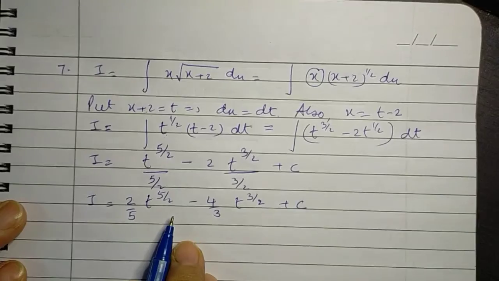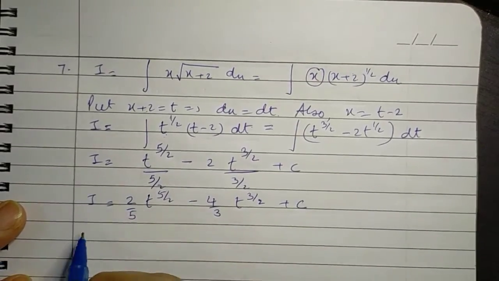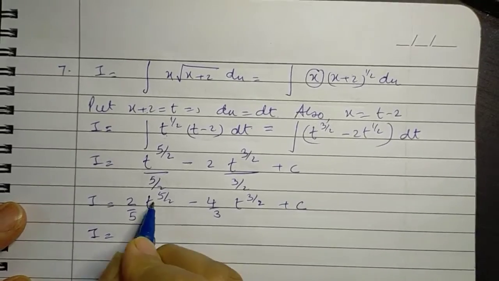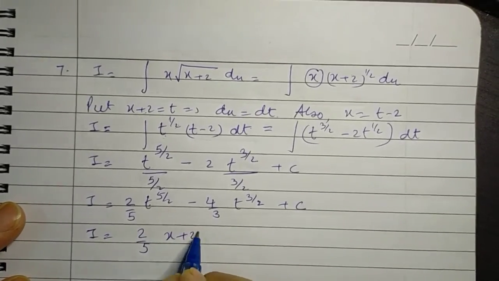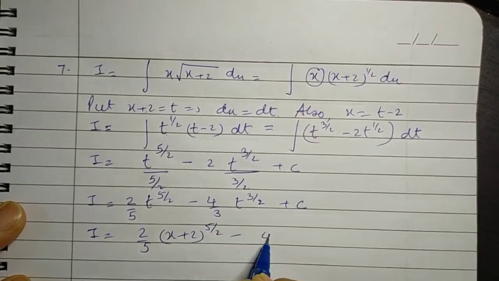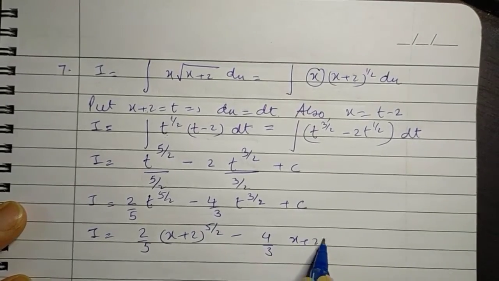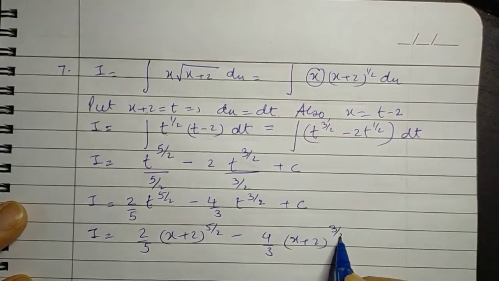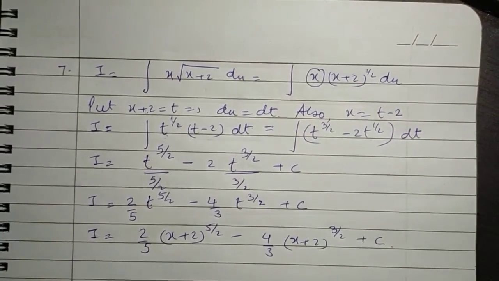Now again, since t was introduced, we have to replace it back in terms of x. So this becomes 2 by 5 times (x plus 2) raised to the power of 5 by 2, minus 4 by 3 times (x plus 2) raised to the power of 3 by 2, plus a constant.